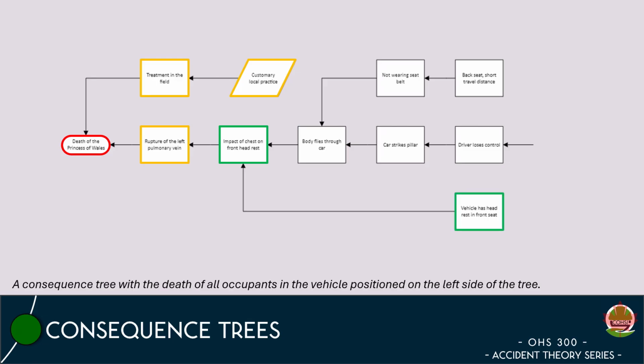The vehicle was equipped with headrests, but the princess, seated in the back for a short journey, was not wearing a seatbelt. As a result, her body was thrown forward within the car upon impact. The crash occurred when the driver lost control of the vehicle, causing it to collide with a pillar in the Alma Tunnel.